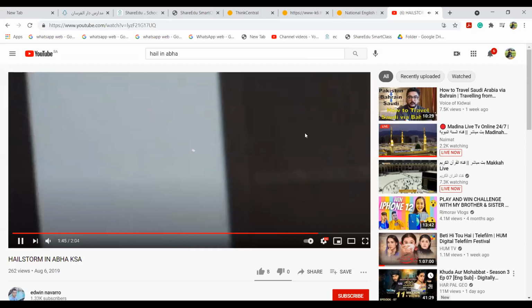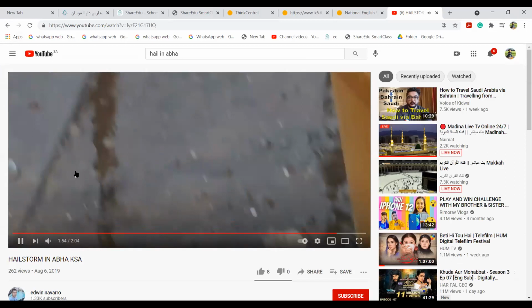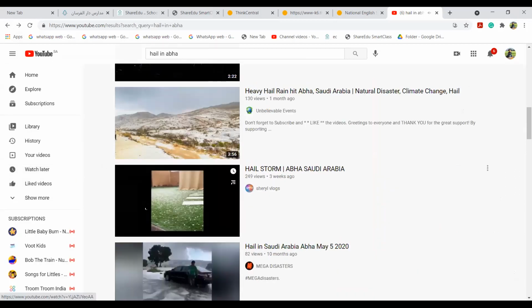They come with water and hail, or sometimes only hail. See how big this is. Can you see the size? But they will melt and become small. But they are really, yani, it hurts.